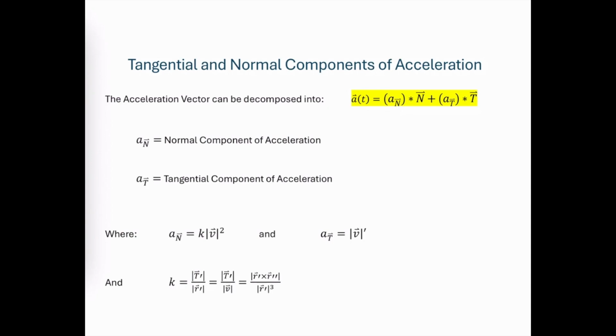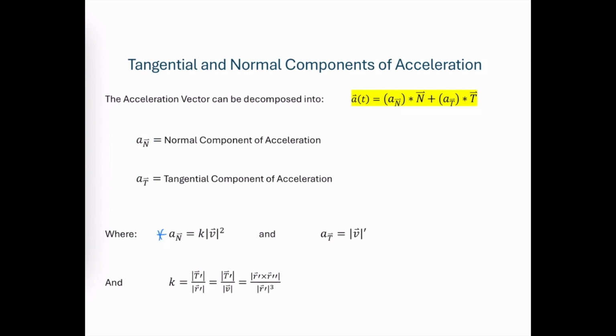In this video, we're going to work an example of how to find the tangential and normal components of acceleration. As a reminder, the normal component of acceleration is the scalar multiple of the unit normal vector. The tangential component is the scalar multiple of the unit tangent vector. And when we take these two vectors and add them together, what we get is the acceleration vector.